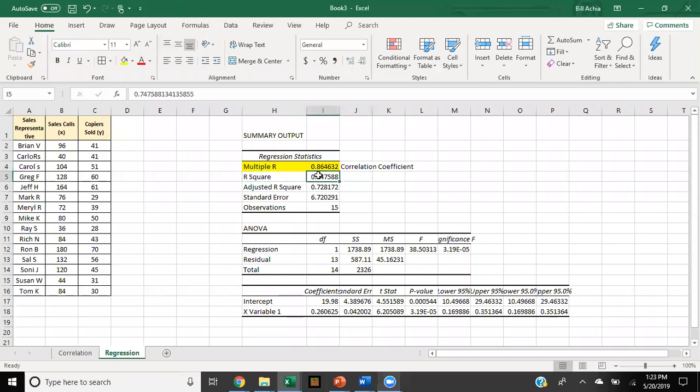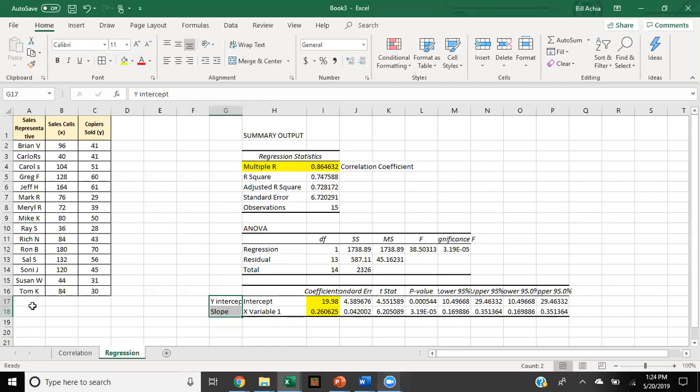But what we're interested in here again is we wanted to derive the slope of this line. And to do that, you go to the very bottom right here, where you have your intercept and your X variable 1. Okay, so this is your y-intercept, and what you have here is your slope. Okay, so we have information associated with your y-intercept, information associated with your slope. You can use that information.